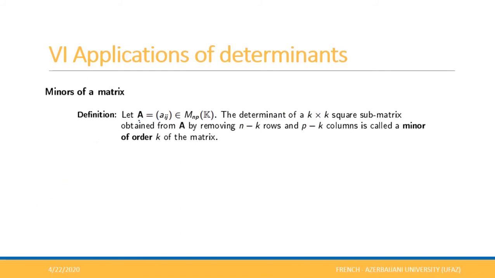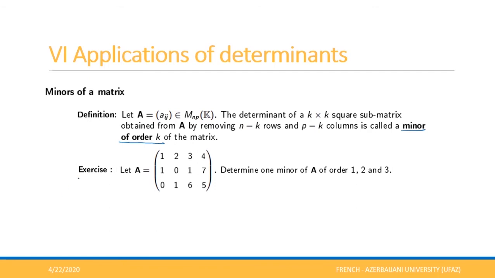Suppose that A is an n times p size matrix. The determinant of a k times k square submatrix obtained from A is called a minor of order k of the matrix. You see here, in order to get the k times k square submatrix from A, we remove n minus k rows and p minus k columns.